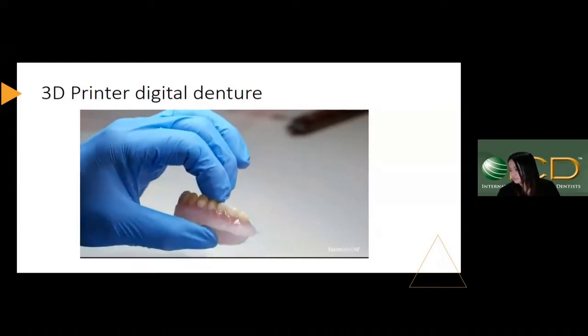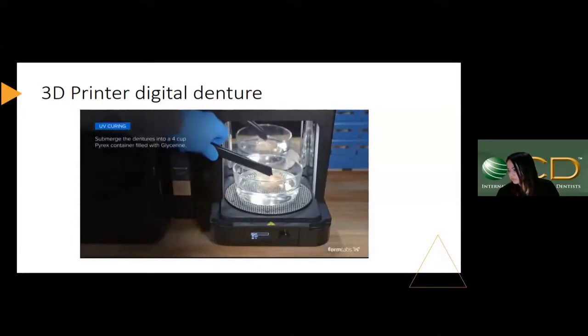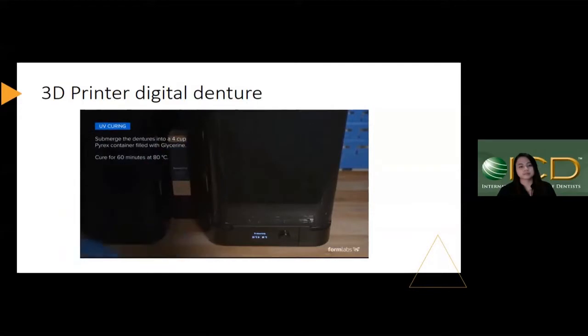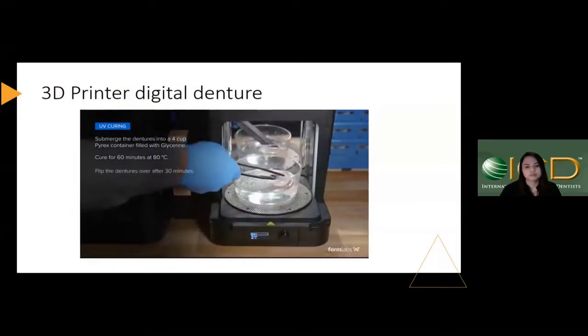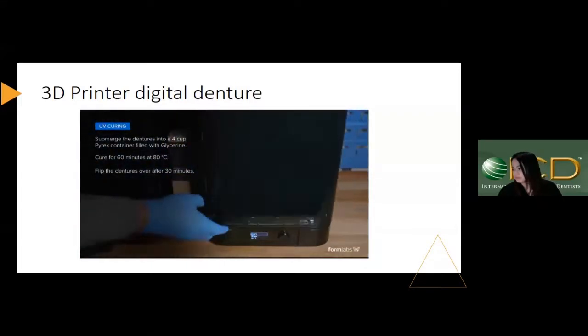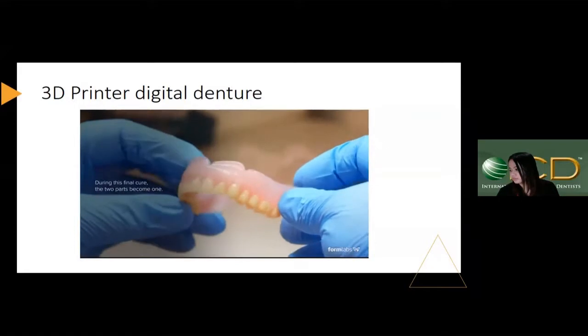To finalize the connection of the teeth and base, the denture should be cured in a form cure. The denture should be placed into a 4-cup Pyrex container filled with glycerin and submerged. For 30 minutes, the denture should be cured in a form cure, then flipped over for an additional 30 minutes of curing, for 60 total minutes. During this final cure, the two parts become one.